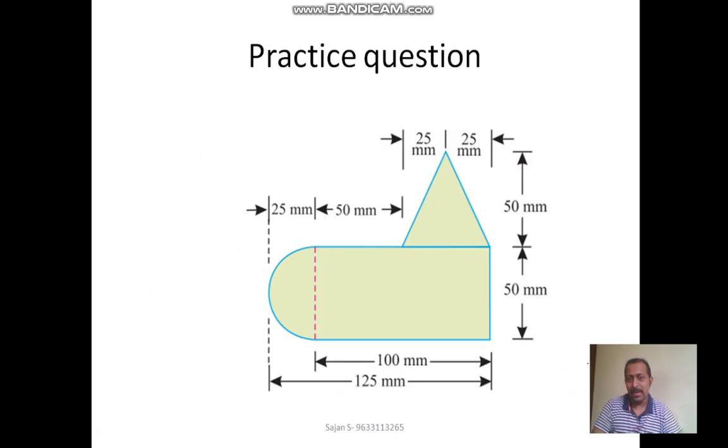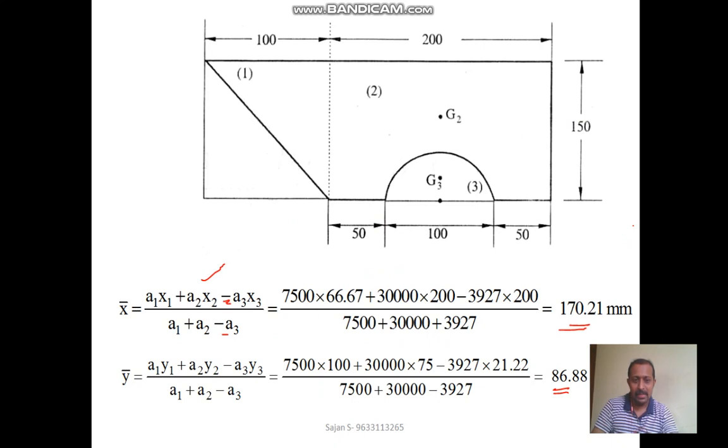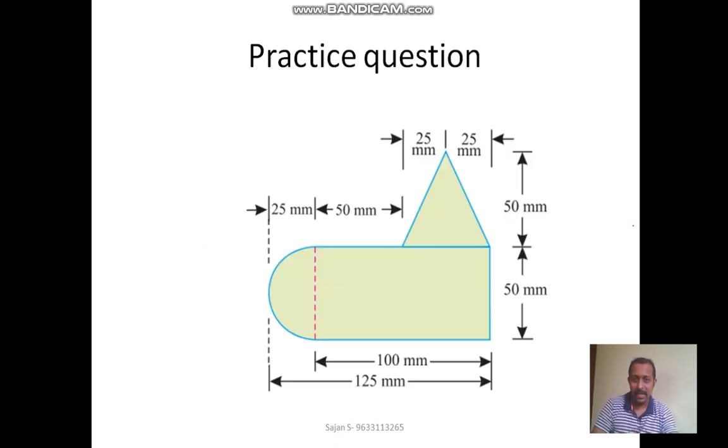So here is a practice question. The difference from the previous question is this: here the semicircular area is removed from the rectangular area, and in this practice question, the semicircular area is added to the rectangular area, and an isosceles triangle is added to the rectangular area.